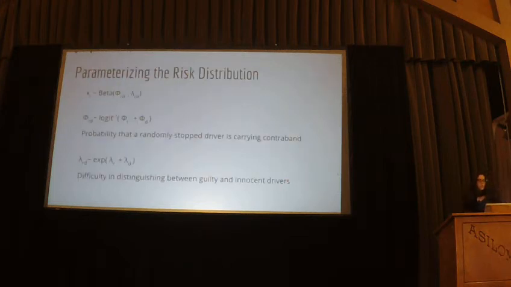The risk distribution has a fairly intuitive interpretation. It has a race and a department effect. And phi here represents the probability that a randomly stopped driver is carrying contraband. And lambda will capture the difficulty in distinguishing between guilty and innocent drivers, so it is a measure of the variance of the distribution.